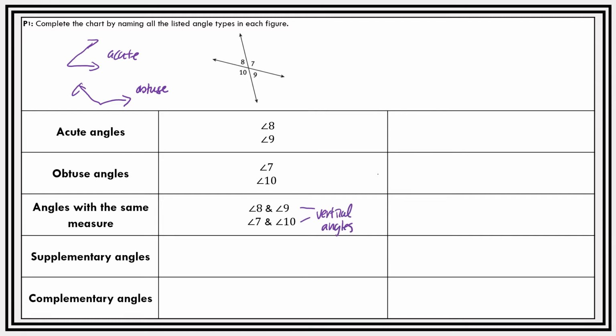Just put this little note here that those are vertical angles. All right, supplementary angles. Remember, two angles that form a straight line when you look at the picture are supplementary angles. So I could say that angle 8 and angle 7 are supplementary. But then 7 also makes a straight line with 9. So 9 and 10.